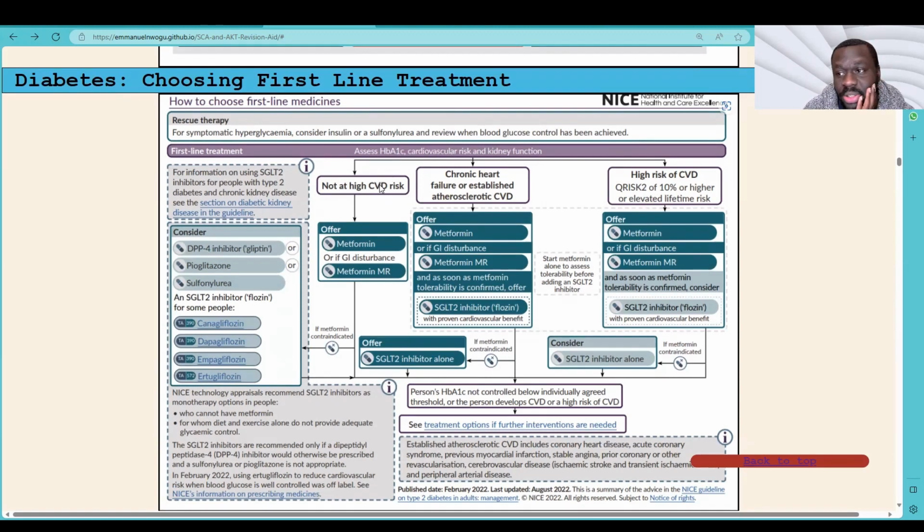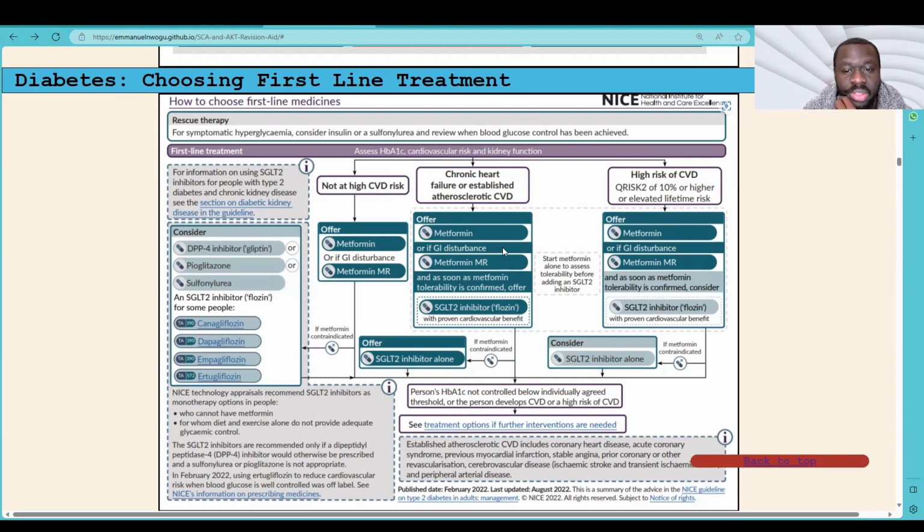If the patient is not at high cardiovascular risk, which means QRISK less than 10%, usually you would typically offer metformin. If the patient is having GI disturbance, you use metformin modified release, which has slower absorption. If there is chronic heart failure or established atherosclerotic cardiovascular disease, offer metformin, with metformin MR modified release for GI issues. And as soon as metformin tolerability is confirmed, offer an SGLT2 inhibitor like dapagliflozin with proven cardiovascular benefits.